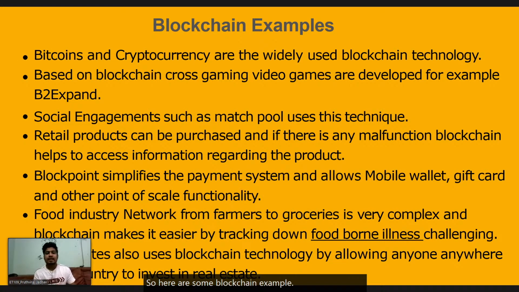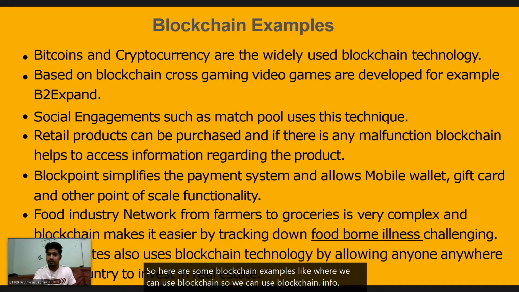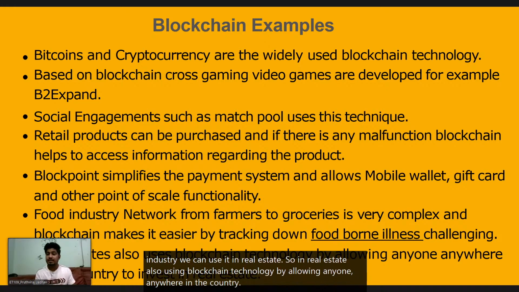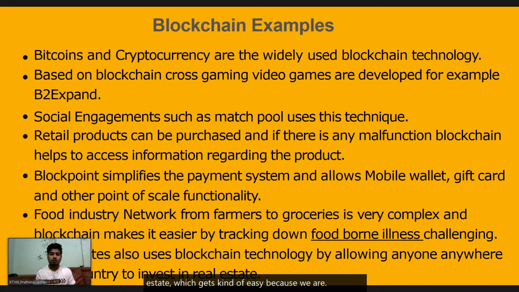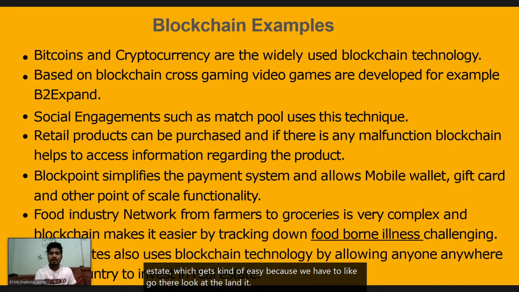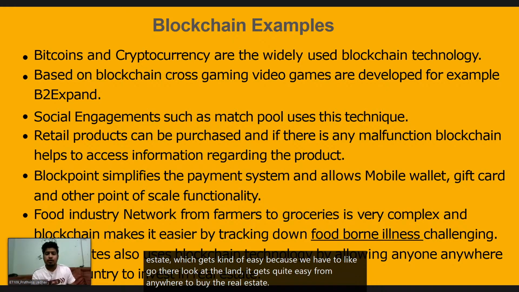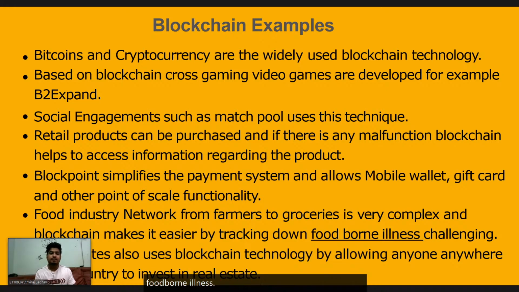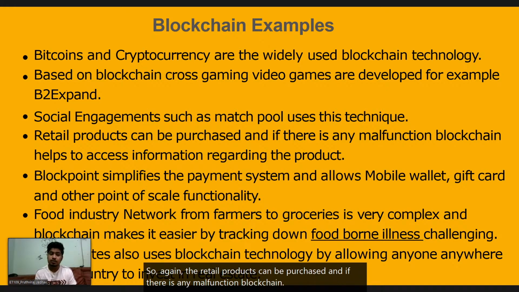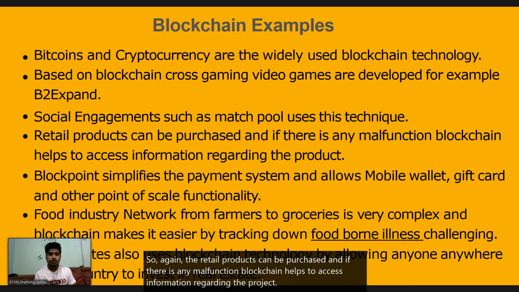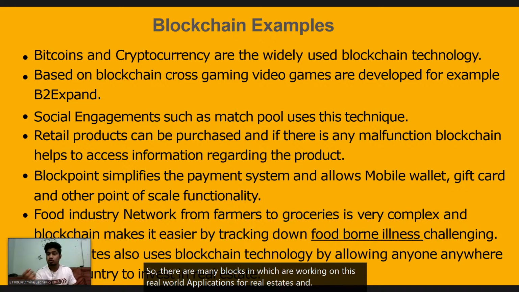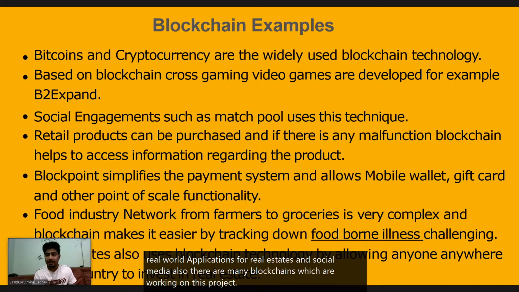So here are some blockchain examples, like where we can use blockchain. We can use blockchain in the food industry. We can use it in real estate. Real estate also uses blockchain technology by allowing anyone anywhere in the country to invest in real estate, which gets easy because we don't have to go there and look at the land. It gets quite easy to buy real estate from anywhere. In the food industry, the network from farmers to groceries is very complex, and blockchain makes it easier by tracking down foodborne illness challenges. Retail products can be purchased, and if there is any malfunction, blockchain helps to access information regarding the products. There are many blockchains working on these real world applications for real estate and social media. Also, there are many blockchains working on these projects, and they will soon come up.